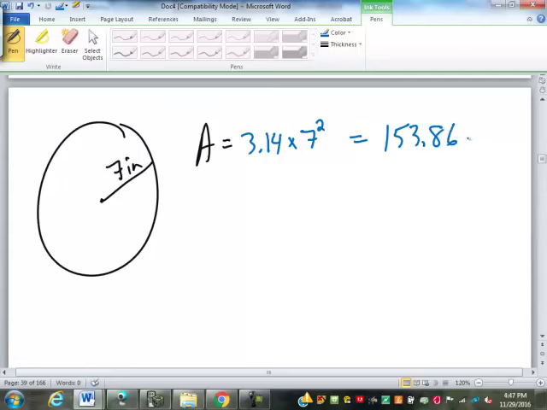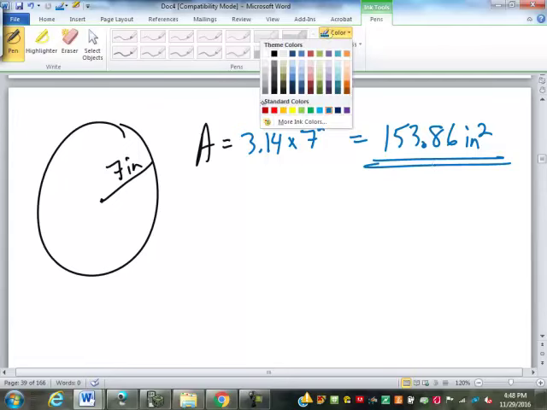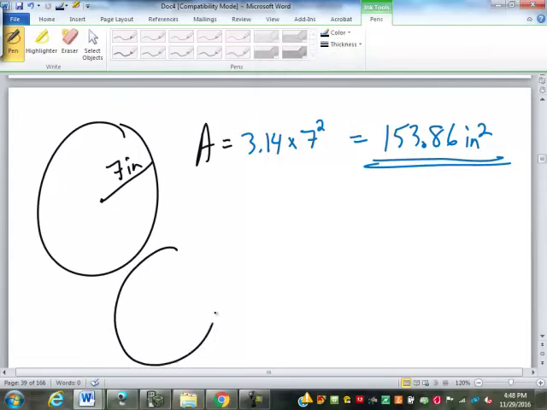How many of you put units on it? What unit should go on it? Inches squared. Perfect. How about this one? Find the area of that one quick.